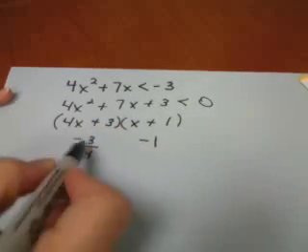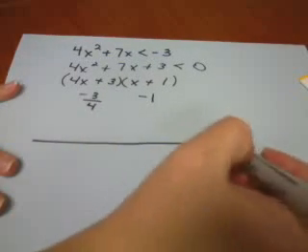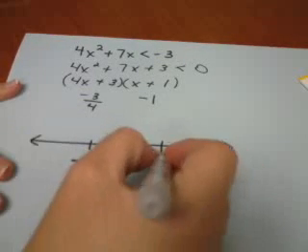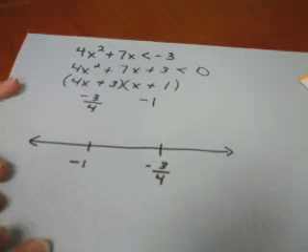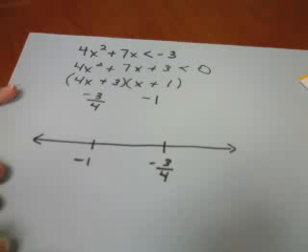Okay, what you're going to do then is take these two numbers and you're going to draw a number line. Of course, put the smaller number first. And what you're going to do when you're solving a quadratic inequality is basically called the test point method. You're going to take points in each region and you're going to test it into your original inequality and see if it's true or false. And that's going to tell you where your solution lies.